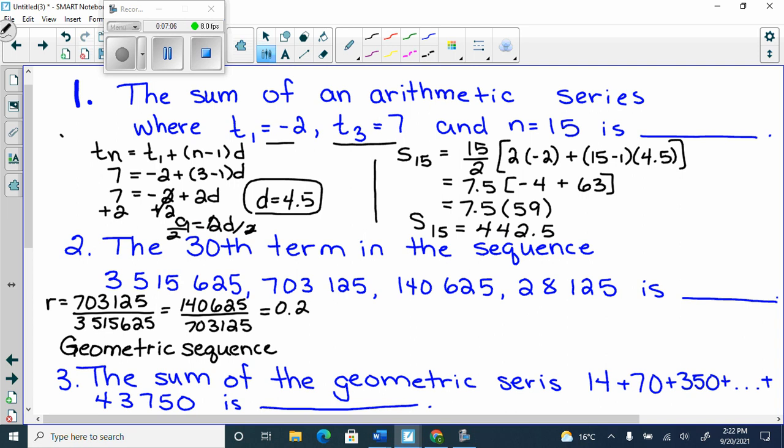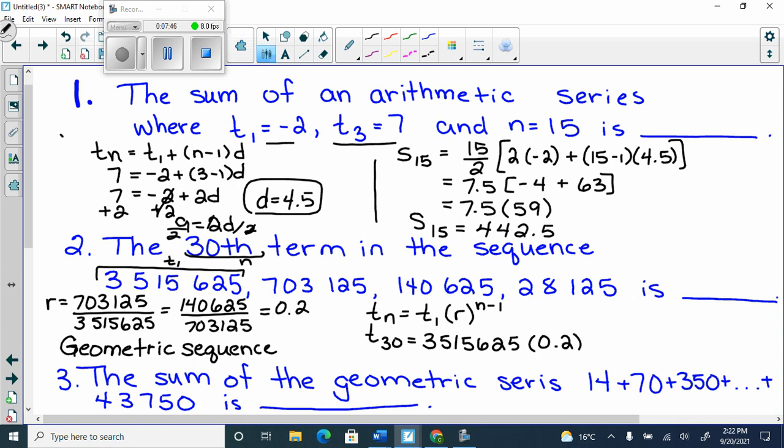And it's a sequence, not a series, correct? I only have one option of a formula. It's Tn equals T1 times r to the n minus 1. What do I know? Well, I know T1. I know n. I know r. Boom. Right? So I'm going to do T30 equals T1, which is 3,515,625. It's a large number. Times 0.2 to the 30 minus 1.